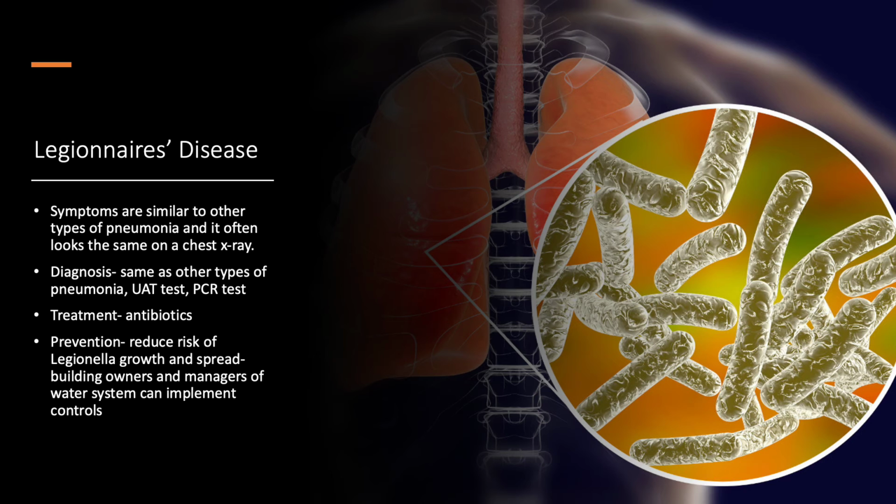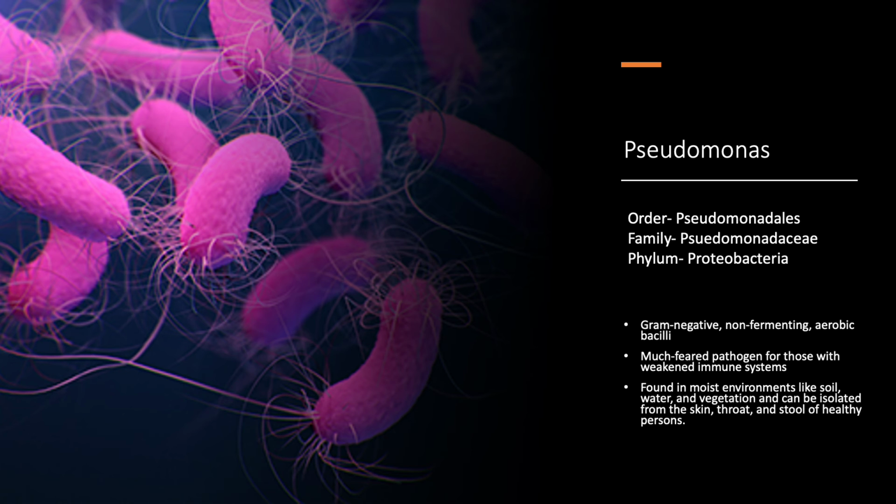Okay, and the last one we're looking at is Pseudomonas pneumonia, which is caused by the Pseudomonas bacteria, which is a gram-negative, non-fermenting aerobic bacilli. It is feared for those with weakened immune systems because it can be deadly, of course. It's usually found in moist environments like soil, water, and vegetation, and can be isolated from the skin, throat, and stool of healthy persons. They typically colonize in hospital food, sinks, taps, and respiratory equipment. It is spread from patient to patient via contact with someone who has ingested contaminated food or water.